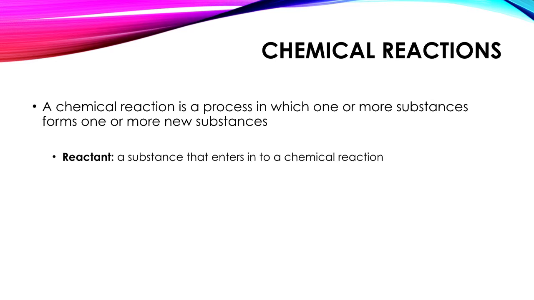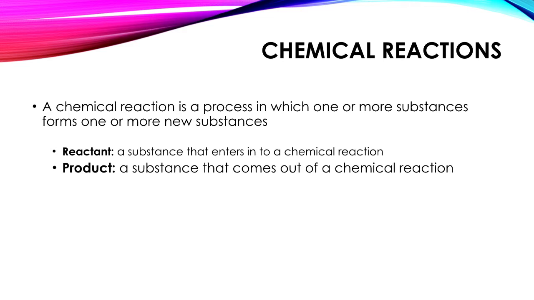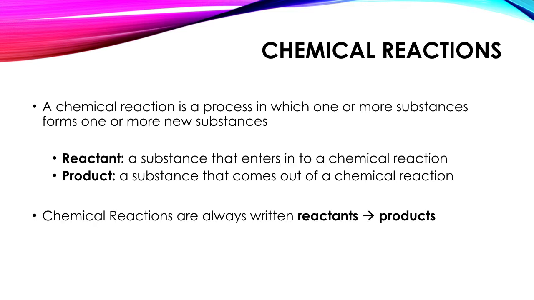The substances you start off with in a chemical reaction are called reactants. And the substances that you end up with in a chemical reaction are called products. And every time that we write chemical reactions, we always write them with the reactants on the left, an arrow, and then products listed on the right.